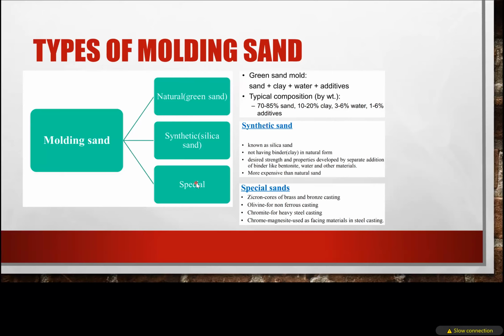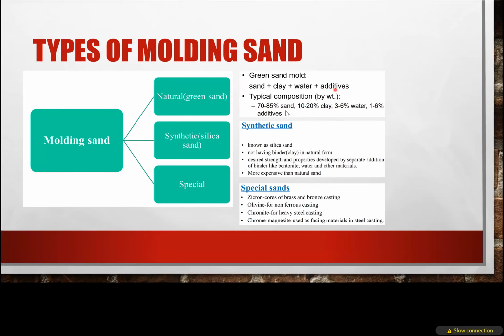So what is green sand? This is the green sand mold. Green sand means the composition of sand, clay, water, and additives. We have already discussed these things. In typical composition by weight percentage, 70 to 85% is sand, 10 to 20% clay, 3 to 6% water, and 1 to 6% additives. This is the typical composition of a green sand mold, a combination of sand, clay, water, and additives.